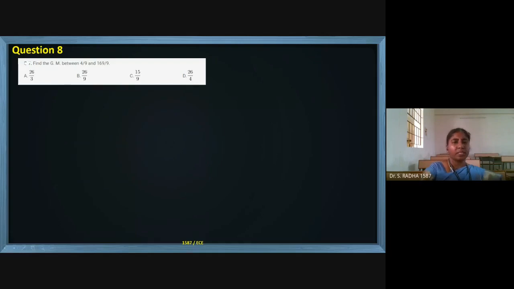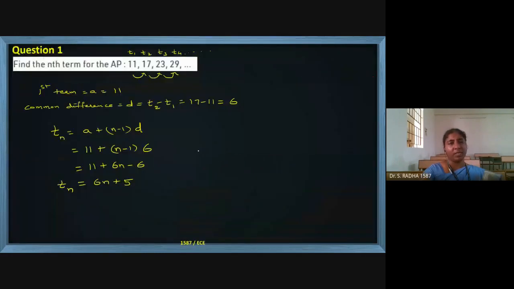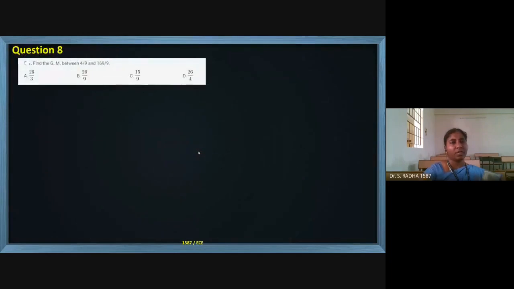So two numbers are there. If you see here, in geometric progression, we already discussed some formulas at the end of GP. Here I have written geometric mean is square root of AB for two numbers if you are finding geometric mean. We will take the first number as A, second number as B. The value of A is 4 by 9, value of B is 169 by 9.